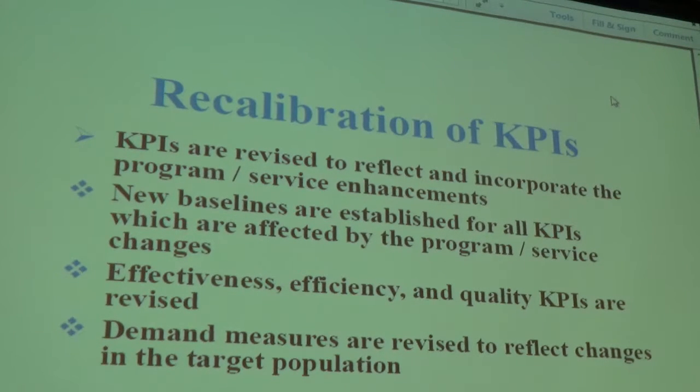The same thing for effectiveness, efficiency, and quality KPIs. All those need to be recalibrated, re-specified when program changes occur. The mandate needs to be revised to reflect changes in the target population. So as programs are consolidated, for example, that means the population base has increased. As the population base has increased, that's going to put additional demands on the organization, so the demand for service is going to increase. Those need to be baselined and compared to before the implementation occurred, to assess how the expansion of the program increased demand of service.